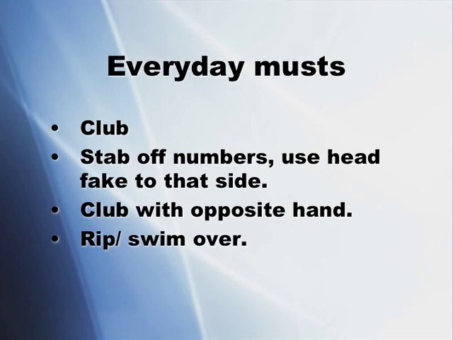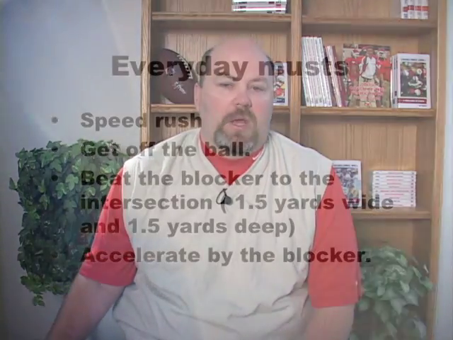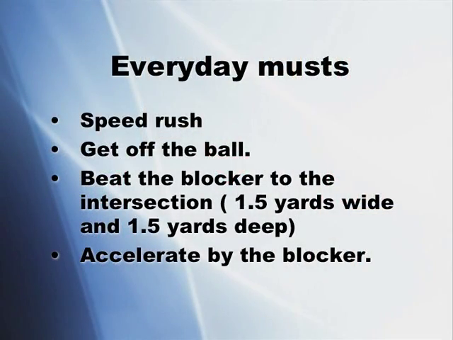Next thing we're going to talk about is the club. We want our kids to stab off the numbers, use a head fake to that side. If you get the offensive lineman leaning outside, you club, swim, or rip over. And we tell our kids they're only allowed to use the club if they're parallel with the quarterback. Otherwise, you're going to have a lot of kids club and come off inside and get caught up in garbage. But we work the club every day.